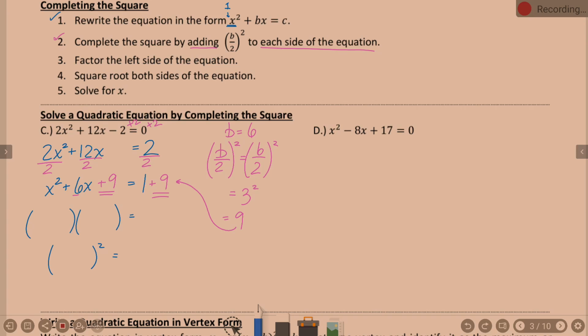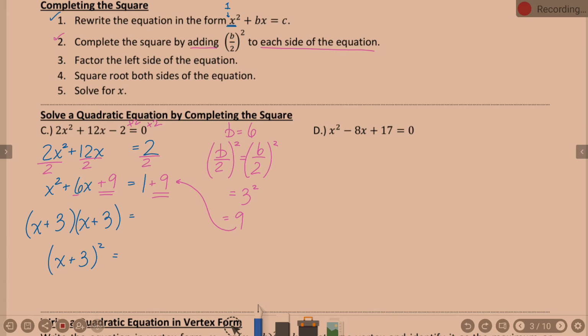X squared breaks up into x and x. What do I need my numbers to do? Multiply to be 9 and add to be 6. And it's a perfect square, so it should be the same number. What multiplies to be 9 and adds to be 6? 3 and 3. And since it's plus 9 and plus 6, this is going to be plus 3, yes? So I end up with x plus 3 quantity squared.